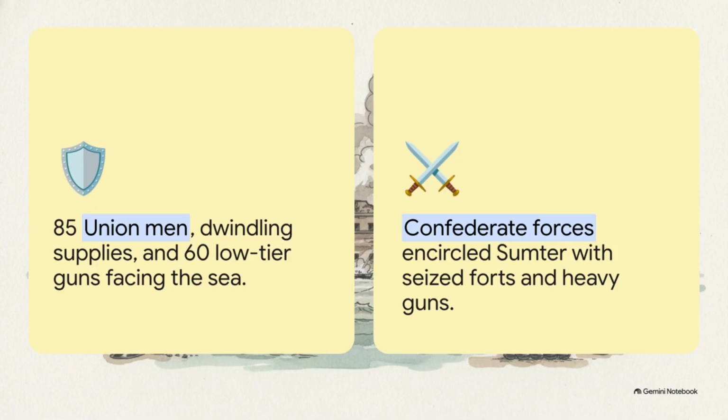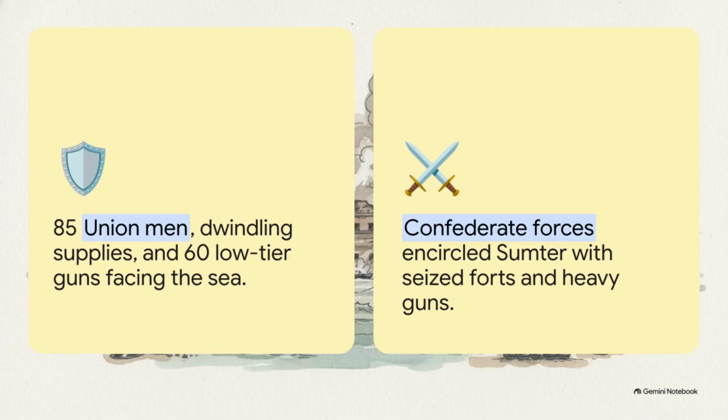His Union force wasn't even a full fighting unit. He had exactly 85 men. But get this, 43 of them were just construction workers, and another 8 were musicians. Sumter was actually designed to hold 650 soldiers. Anderson had a tiny fraction of that, with his supplies dwindling fast. And to make matters worse, Sumter was built to defend Charleston from a naval attack, which meant its 60 low-tier guns faced outward toward the Atlantic Ocean.